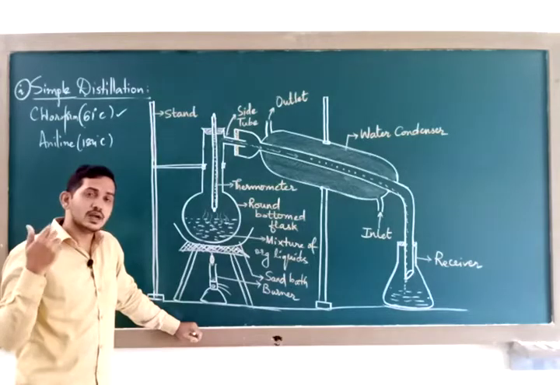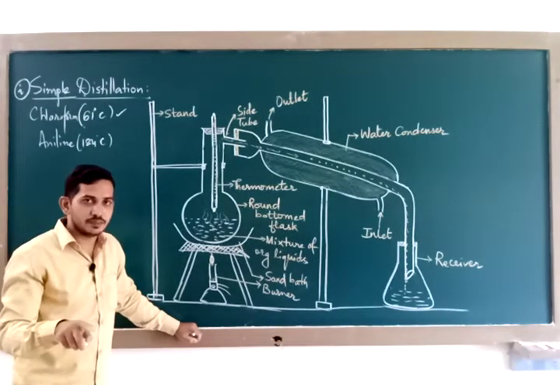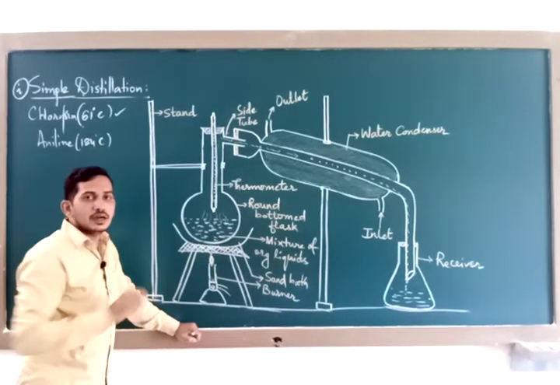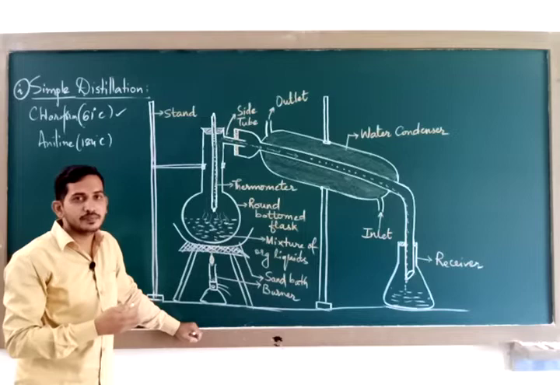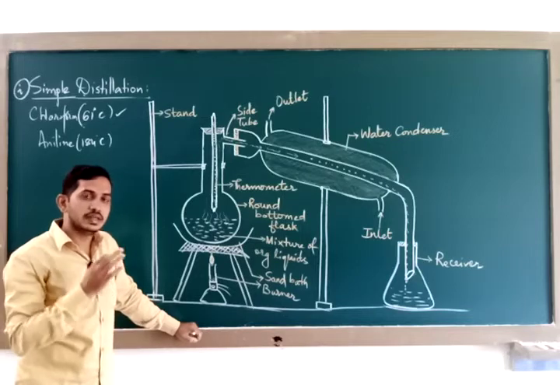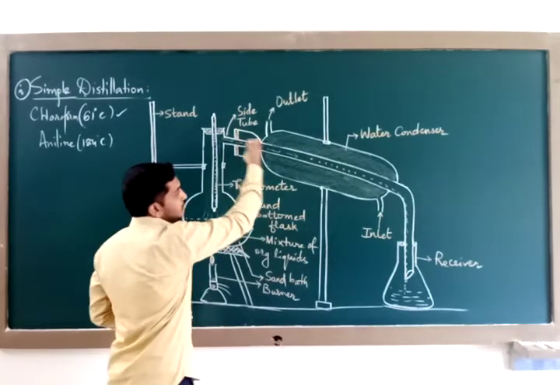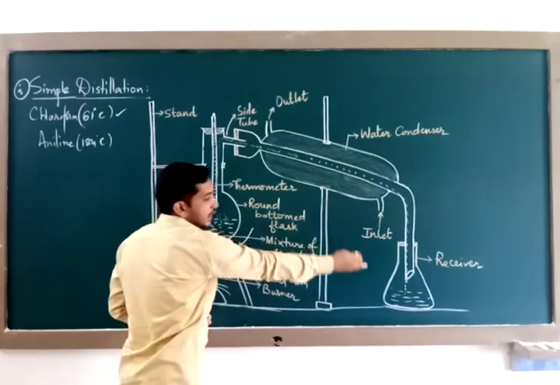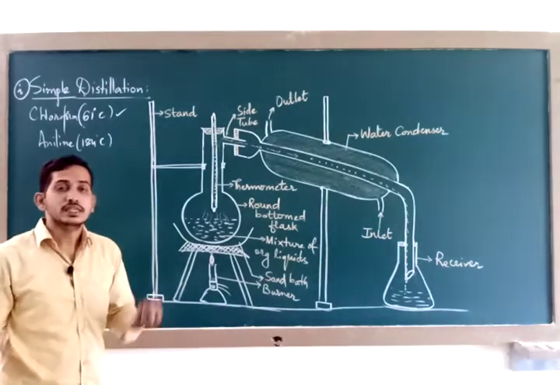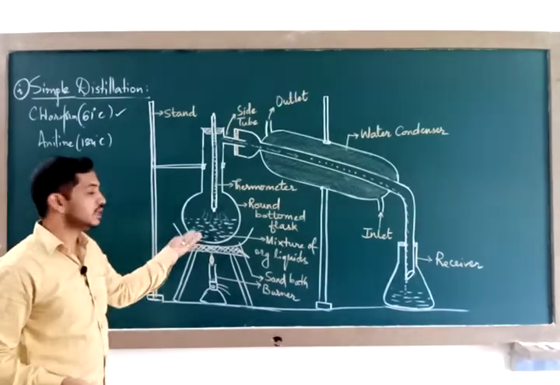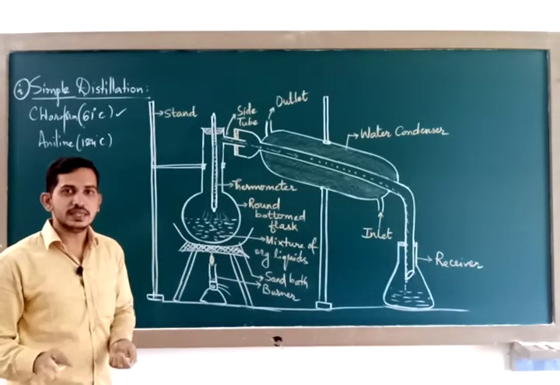You may ask, sir, what if only one liquid is there and impurities are there? Then you heat the round bottom flask depending on the boiling point of that liquid, then only the liquid will vaporize. The vapors will get condensed in the water condenser and the pure liquid is collected in the receiver. What happens to the impurities? Since they are non-volatile, they will remain in the round bottom flask itself. Understood? Again a simple technique.